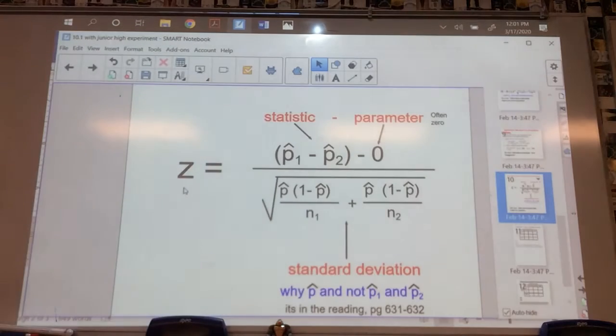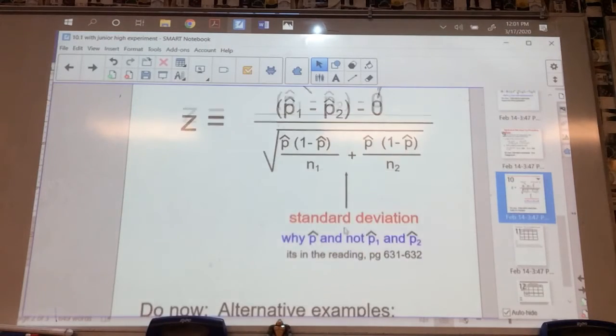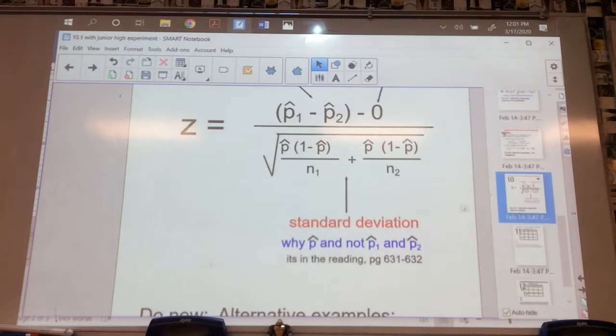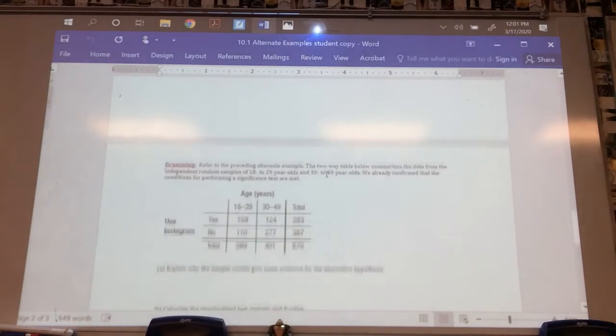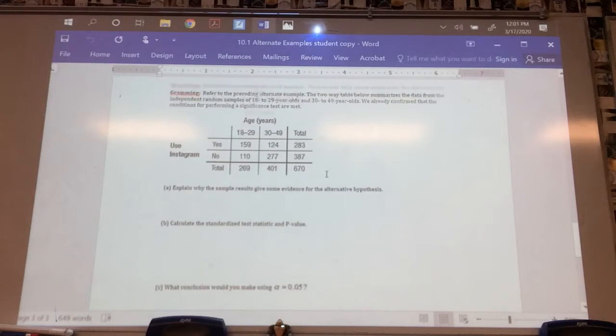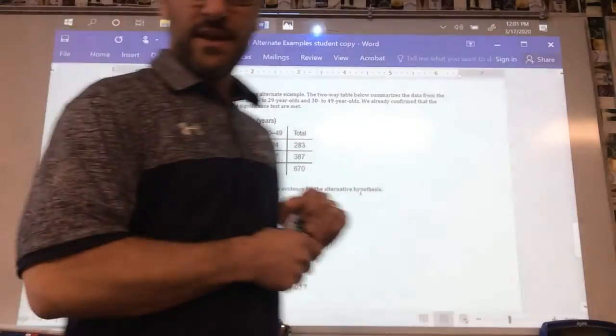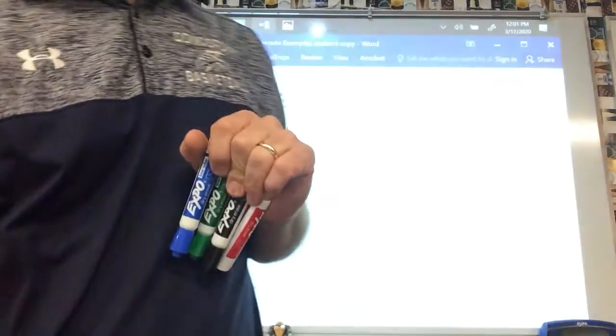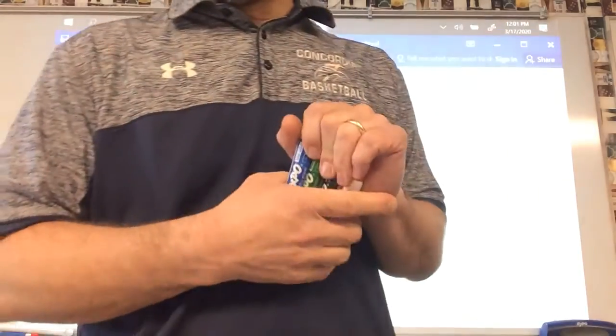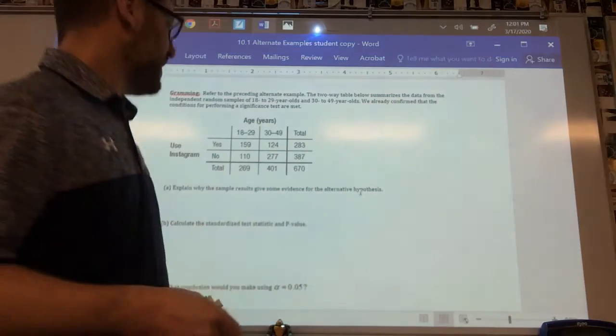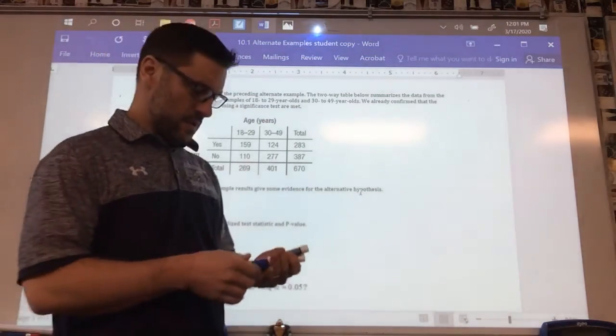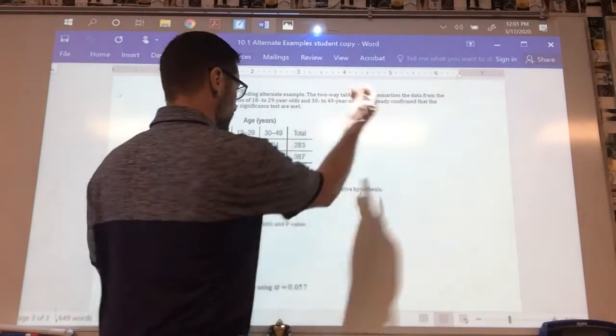So the problem that we're going to do, alternative examples, we'll do cash for quitters here in just a second. We'll do both of these. But we're going back to the Who Instagrams. And then after we do this one, we'll do the cash for quitters problem, and you guys will help me out with that. So a couple things.